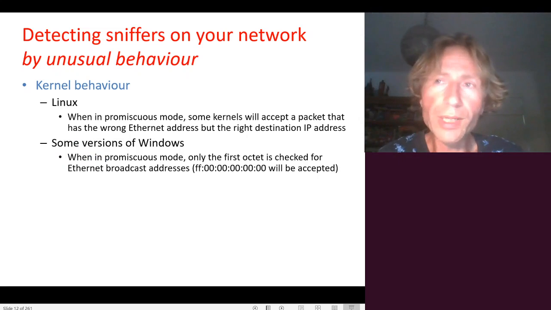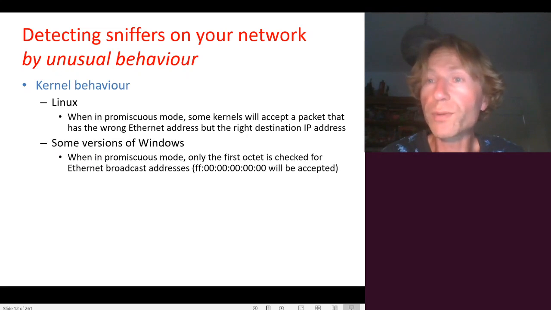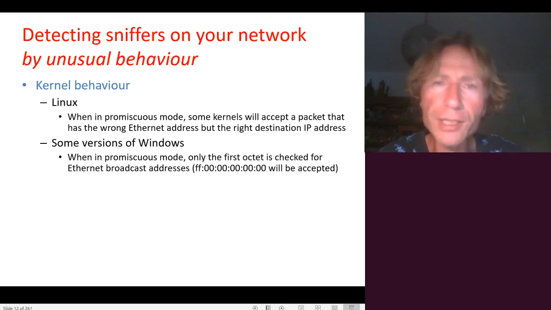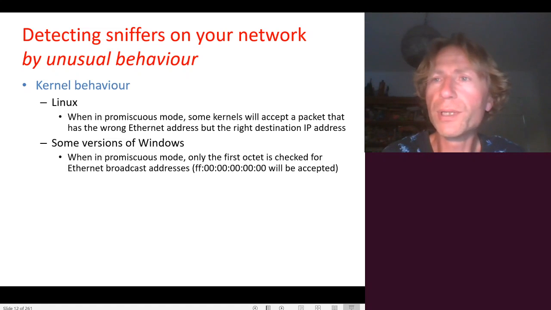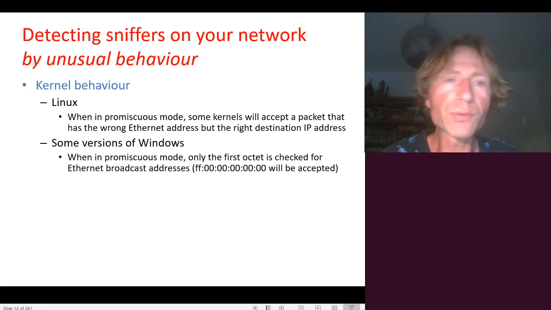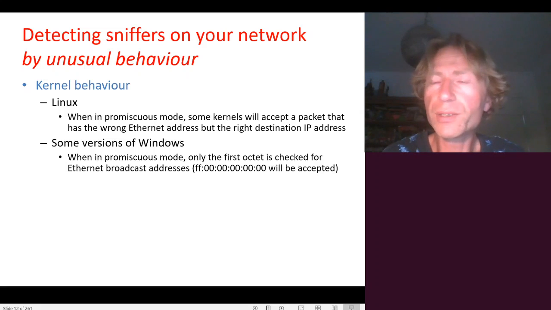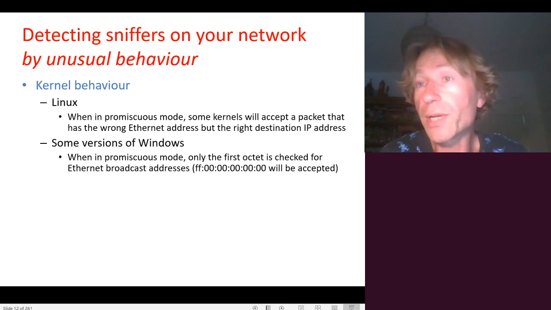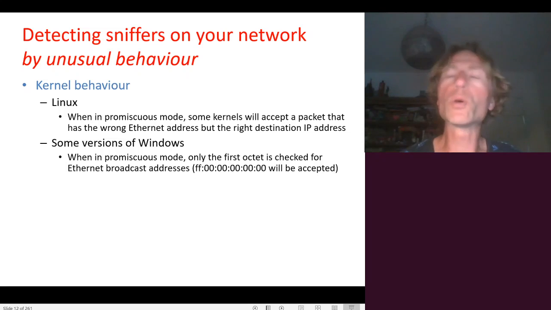Finally, what we could do in some cases is look at anomalous behavior that occurs whenever we try to do network processing when the card is in promiscuous mode. For instance, in some Linux kernels, a packet will be accepted even if it has the wrong Ethernet address, as long as it has the right destination address. And on some versions of Windows, whenever the network card is in promiscuous mode, for broadcast packets, it will only look at the first byte. So these kinds of things are also possible ways to detect sniffers.